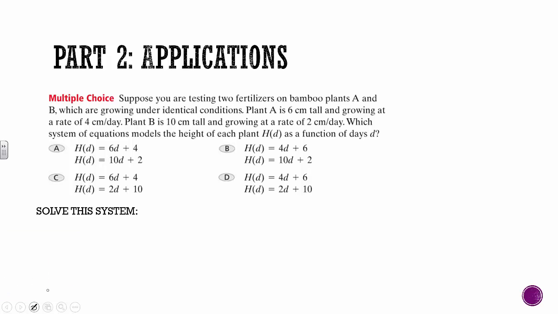So we have two plants that we're talking about here. Plant A. So if we were to write this in a y equals mx plus b situation, you have the height, and that is a function of two things, what it started off as and how quickly it's growing. So plant A starts off at 6 centimeters. That's our y-intercept. And it grows at 4 centimeters per day. So 4 times x. Or in this case, x is d for days.